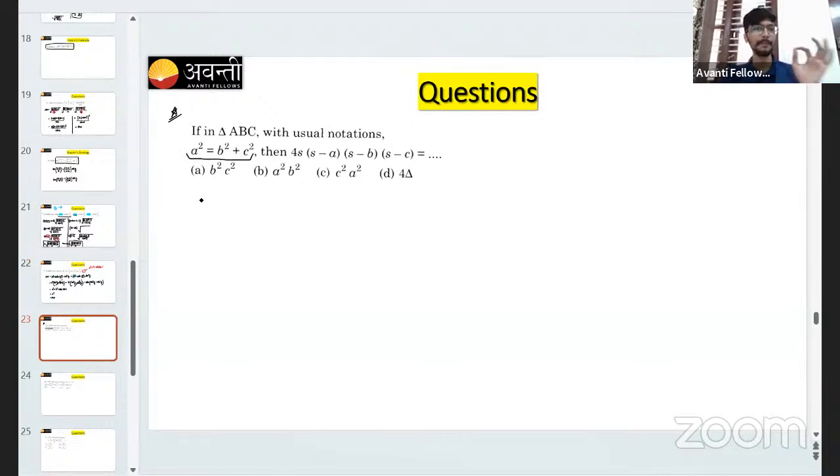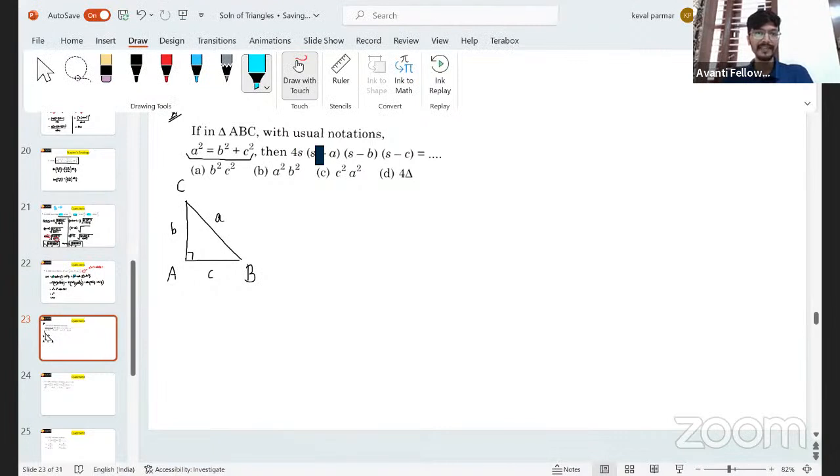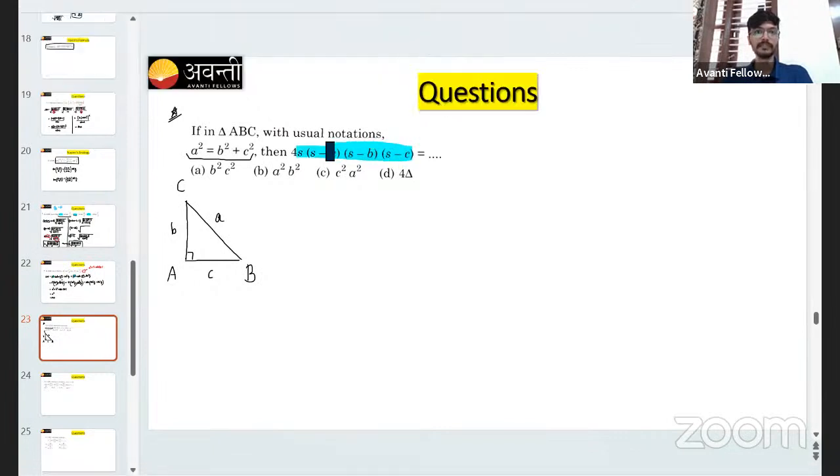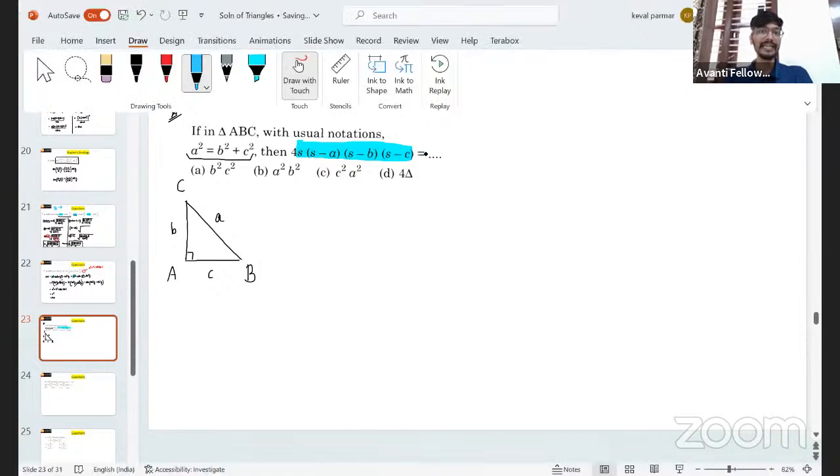This is the main thing. If you see this, it basically looks like Pythagoras. That means the triangle ABC is a right angle triangle. The square of the hypotenuse, A, equals the sum of squares of the other two sides. So if A is the hypotenuse, this will be angle A, this will be angle B, and this will be angle C. This was a very important part. And now, if you look at this, s minus a, s minus b, s minus c, this looks like the area of a triangle.